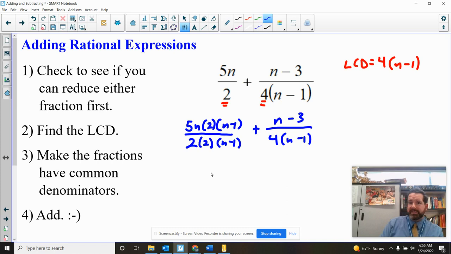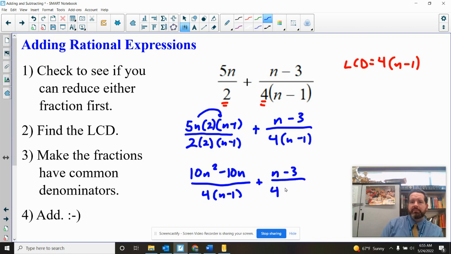Next up, let's simplify things a little bit. So on the top here, 5n times 2 would be 10n, and the 10n then distributes through these parentheses. So 10n times n is 10n squared. 10n times -1 is minus 10n, and that's over the common denominator of 4(n-1). And then over here, n-3, 4(n-1).